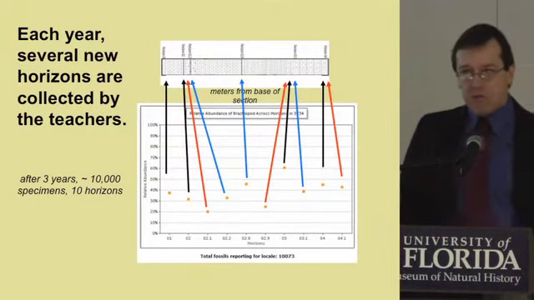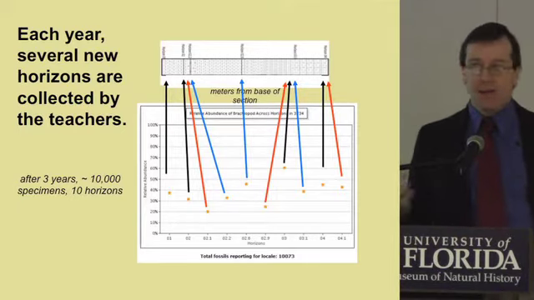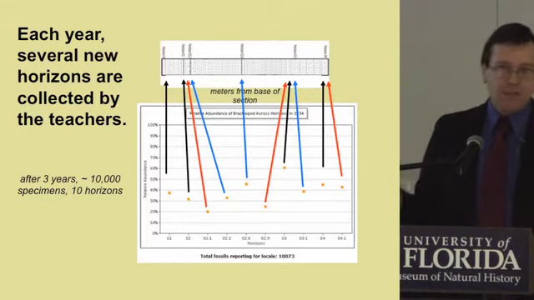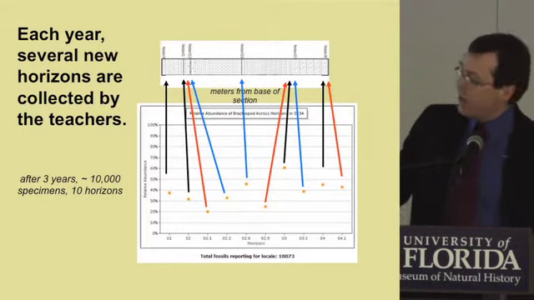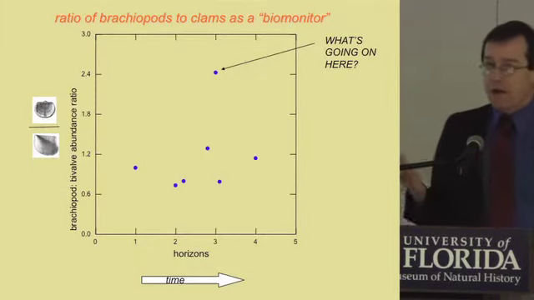Every year we add a few more stratigraphic levels as chosen by the teachers, depending on, say, oh, that's a weird pattern. Let's go back and pick this layer and figure out what's going on. So each arrow there, each colored arrow, represents a new layer. Sometimes we just find odd patterns.